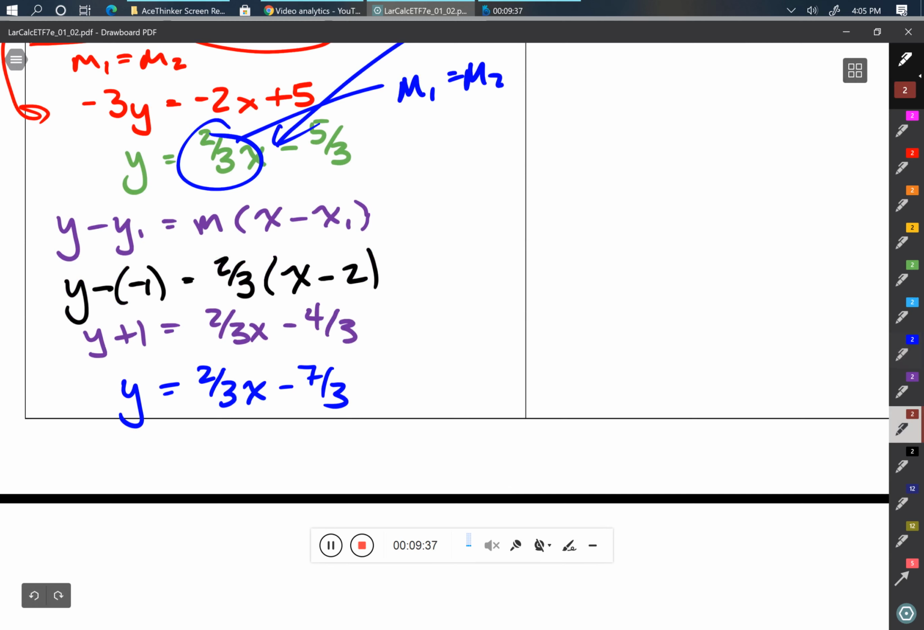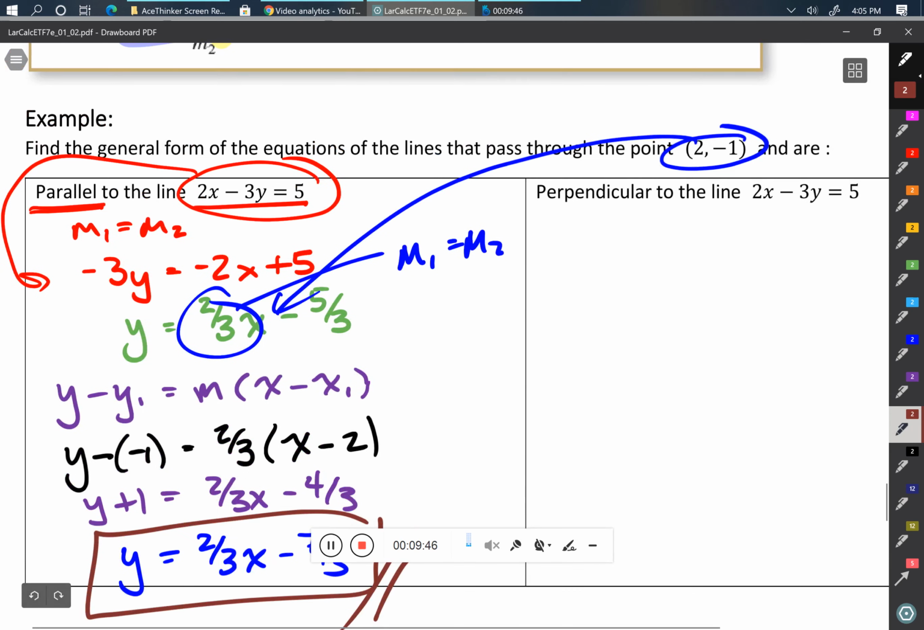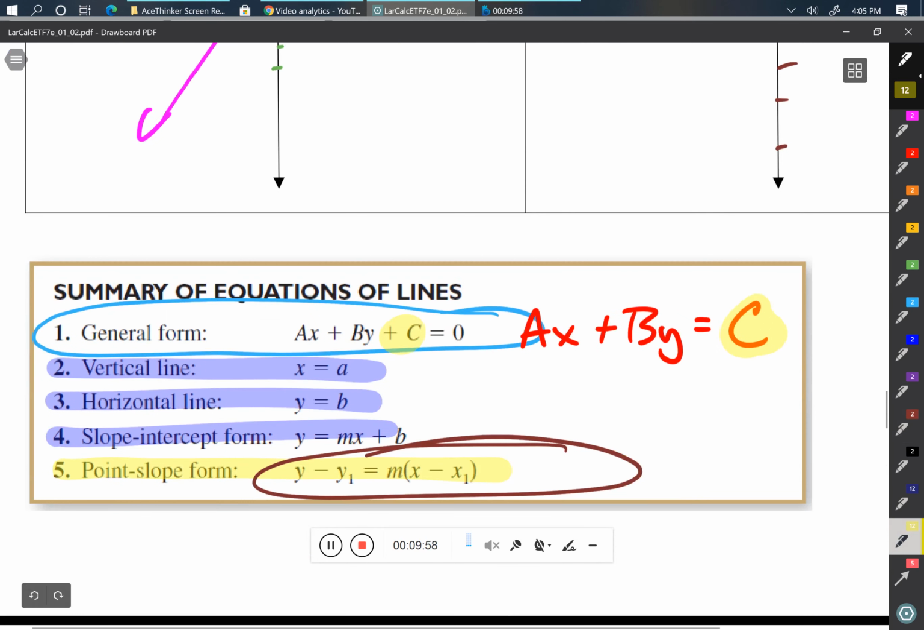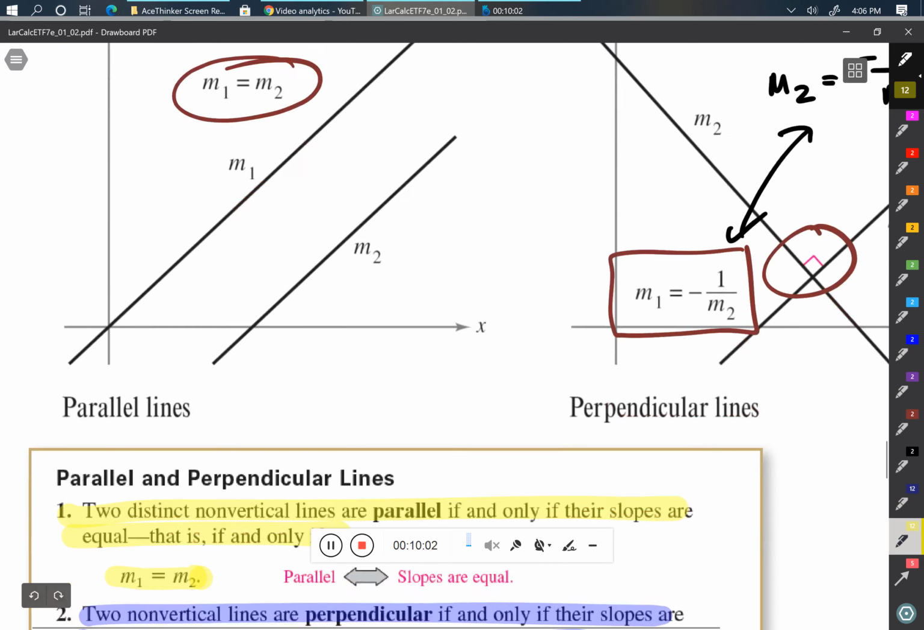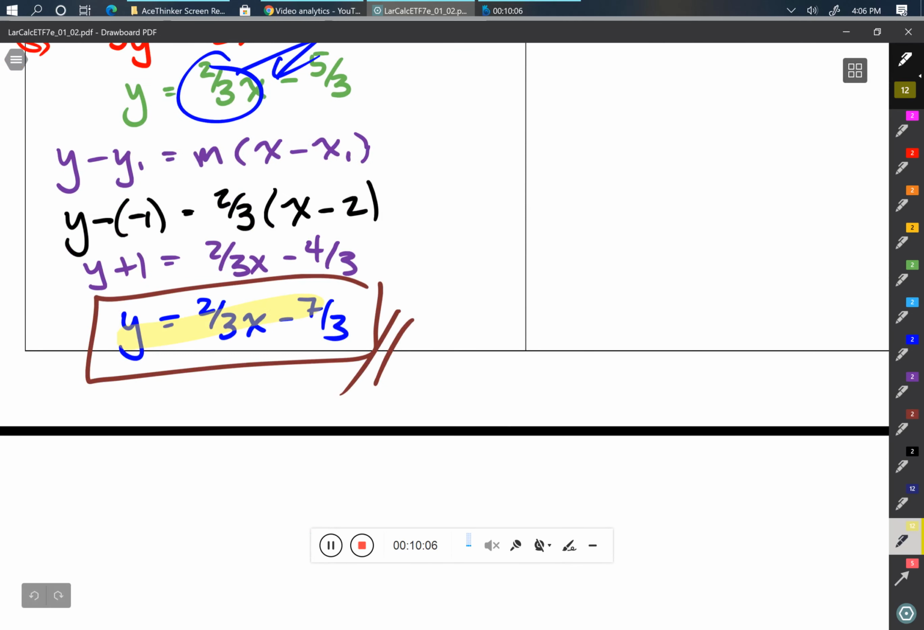And how do you feel about that as a solution? Okay? Because I would tell you it's wrong. Here's what's wrong with it. What did the directions say? And what did I do? So that's the slope-intercept, and they want the general form. Remember, general form, general form, general form. Oh, general form is this guy: Ax plus By plus C is equal to 0. So this isn't right. This is slope-intercept.